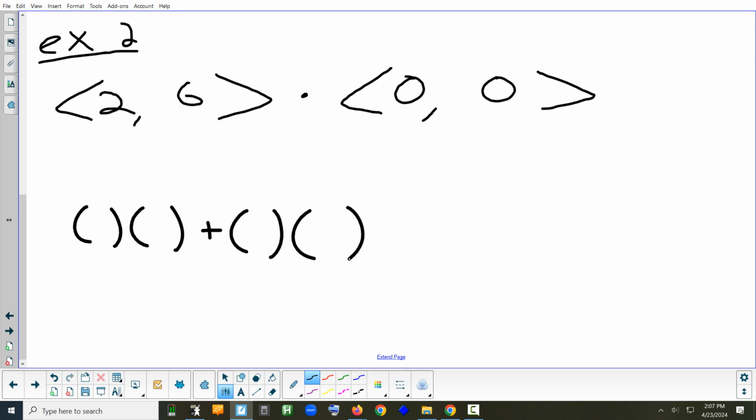What's going to be the first two numbers that get multiplied together? 2 and 0. Next two? 6 and 0. And what does that give me a dot product of? 0. Now, is that 0 the number, or should it be a bold 0 like a vector? 0 is a number. Dot product gives you a number. So the answer to that problem is the number 0. Any question on that one?